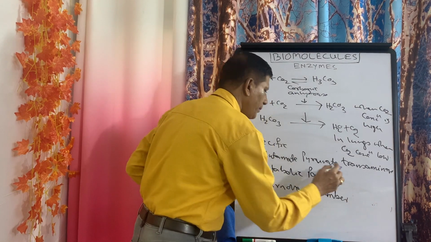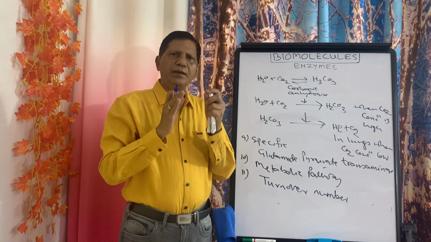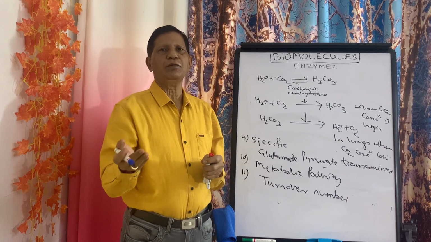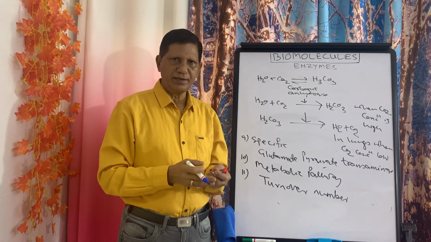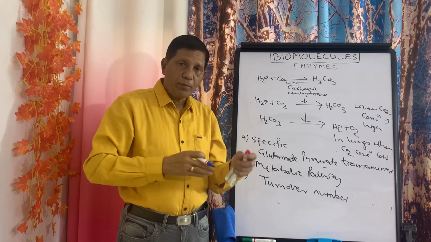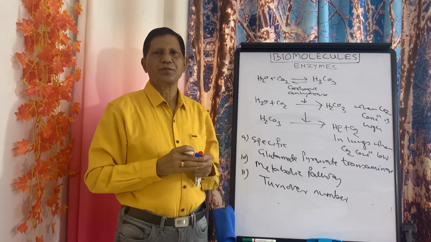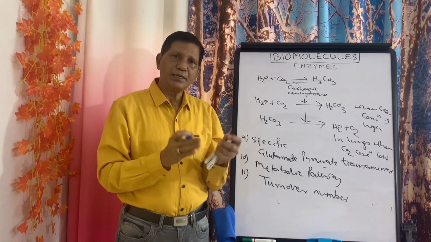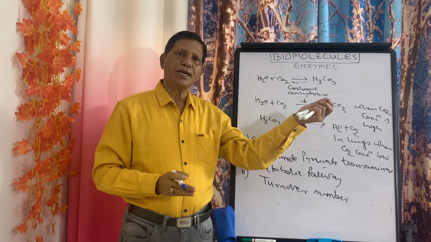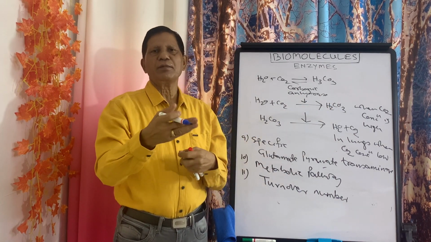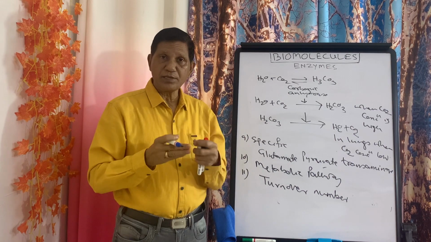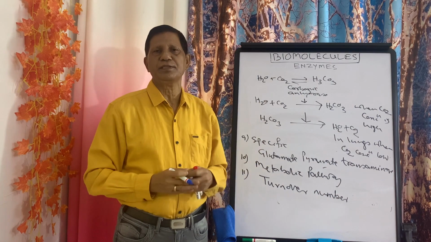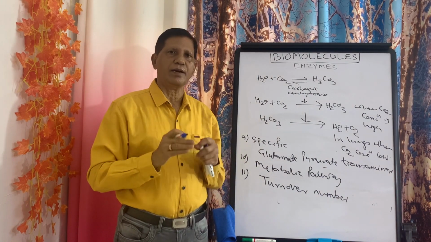Now what is this turnover number? Per unit time, how many substrates are converted to products? Per second or per minute or per hour, how many substrates are converted to products? Usually the substrates are converted to products only through the active site. So the more active sites, the greater the number of substrates converted to products. It depends upon the number of active sites, because sometimes enzymes may have 1, 2, 3, 4 hundreds of active sites. So the turnover number depends upon that.